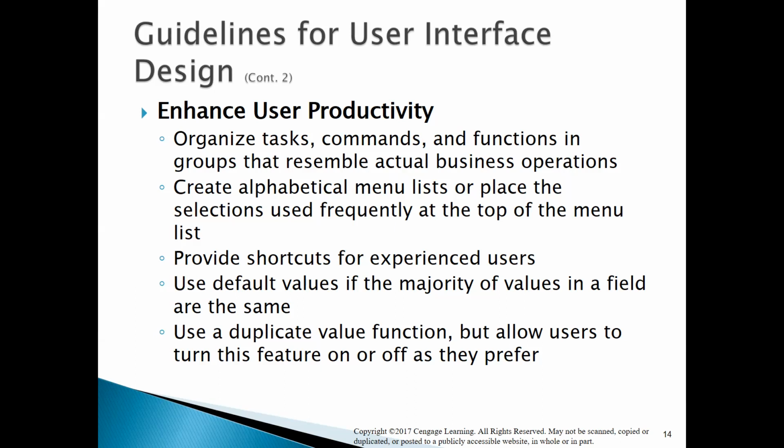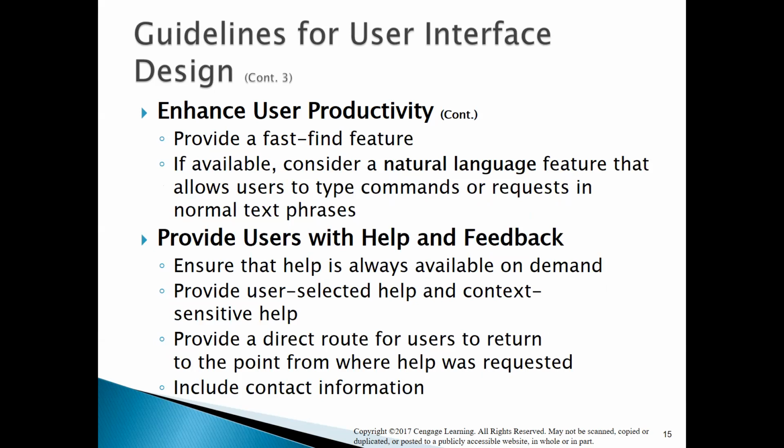The opposite of experienced users would be novice users. Those are very new. They wouldn't prefer to use shortcuts. But where possible, have shortcuts for the experienced users. Use default values if the majority of the values in the field are the same. Use a duplicate value function to allow users to turn this feature on and off as they prefer. Then provide a fast find feature, probably through the use of a search box. If available, consider a natural language feature that allows users to type commands or requests in a normal text phrase.